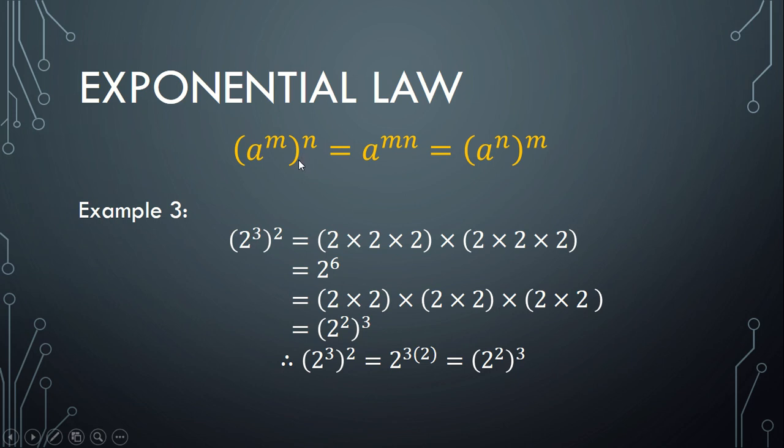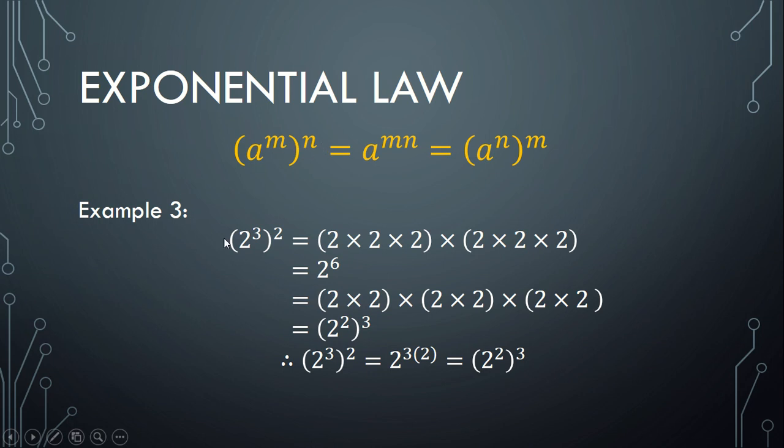The third exponential law states that a to the power of m, to the power of n, is equivalent to a to the power of mn, and is equivalent to a to the power of n, to the power of m. Now what does that mean? It means that if we have an expression like this, we can just multiply the exponents, or we can swap the two values here.